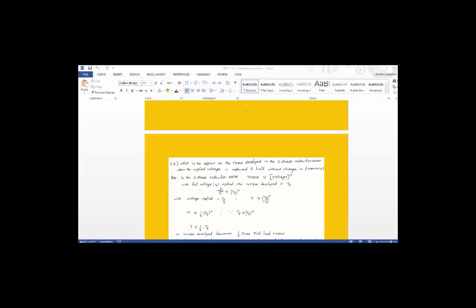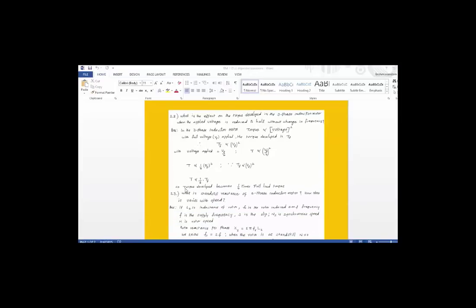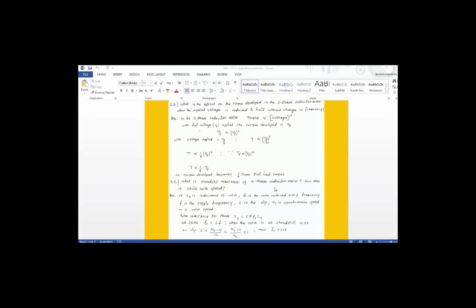If Vf is full load voltage applied and the torque developed is Tf, then we can write Tf is directly proportional to Vf whole square. With voltage applied equal to Vf by 2, then torque will become directly proportional to (Vf by 2) whole square. Then we can write T is directly proportional to 1 by 4 Vf whole square. Since Tf is directly proportional to Vf square, the final torque is 1/4 of the full load torque. So the torque developed will become 1/4 of the full load torque.